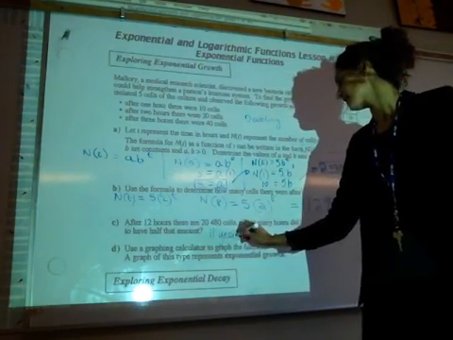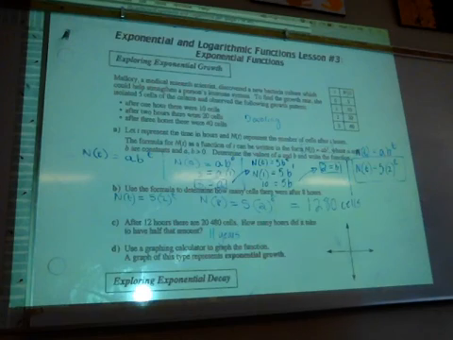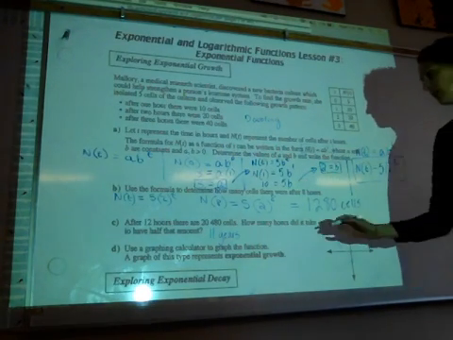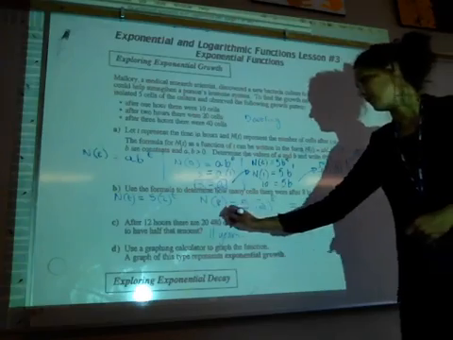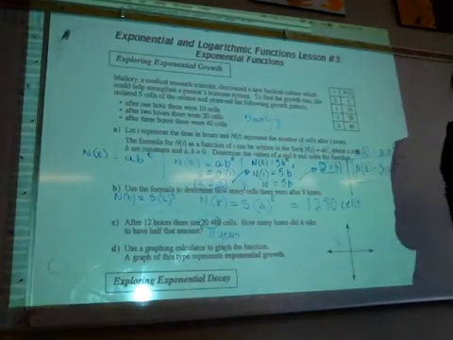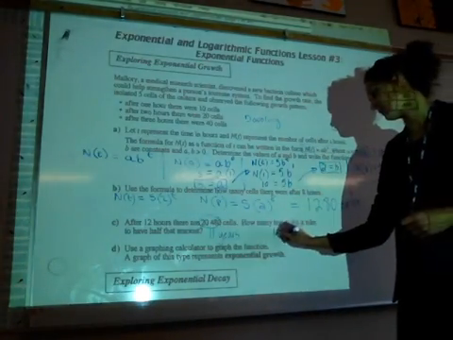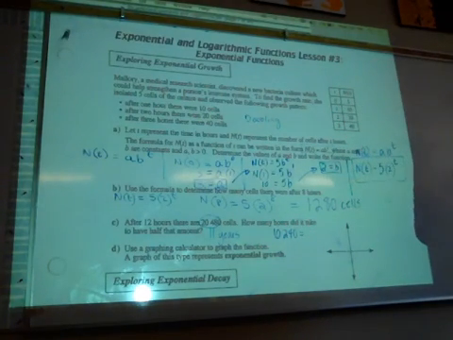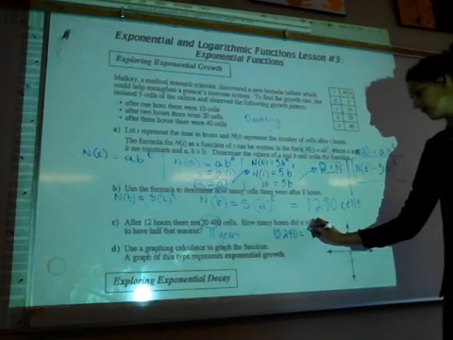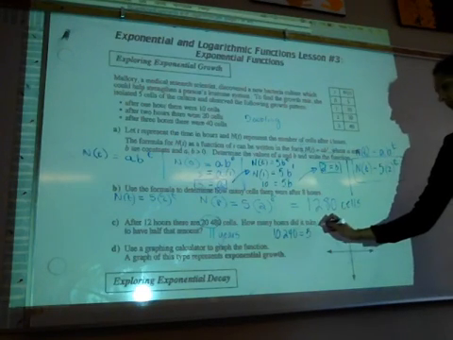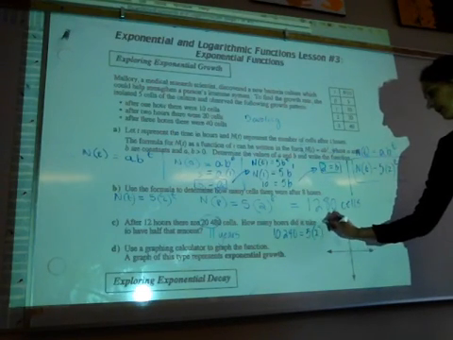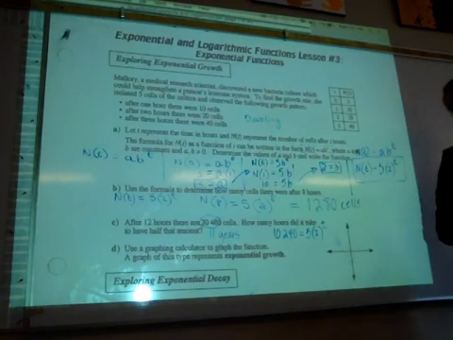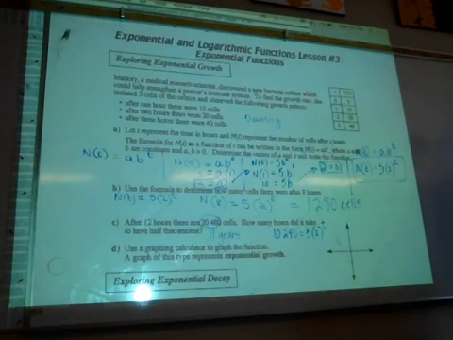So that's just a bit of common sense, and if you can't think like that, I'll show you how to solve for it. So we know that we need to figure out half of the cells that are there. So we have 10,240 cells. Okay, we're going to plug that into our formula. 5 is our A, 2 is our B, and we're going to figure out what T is.